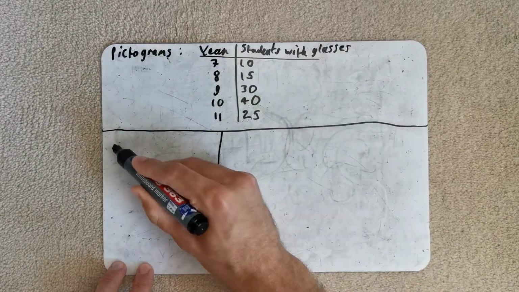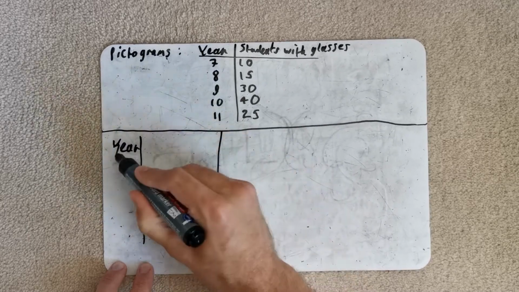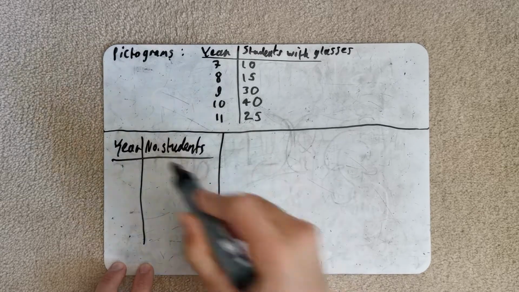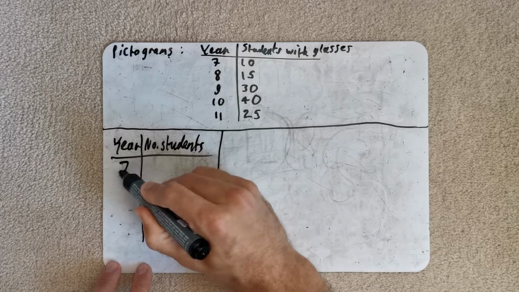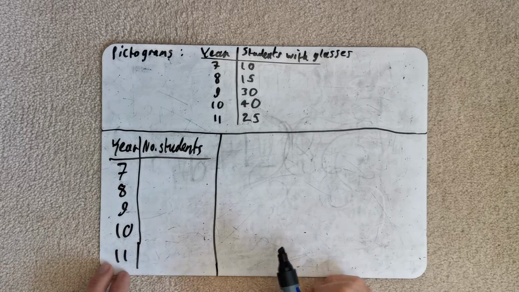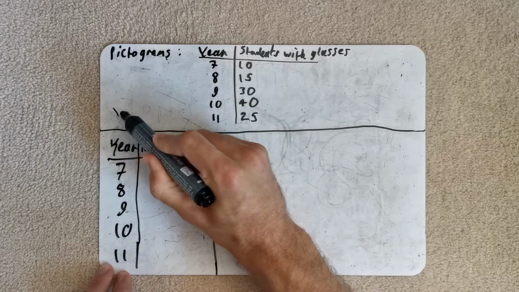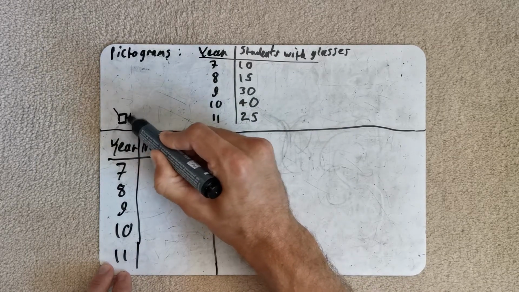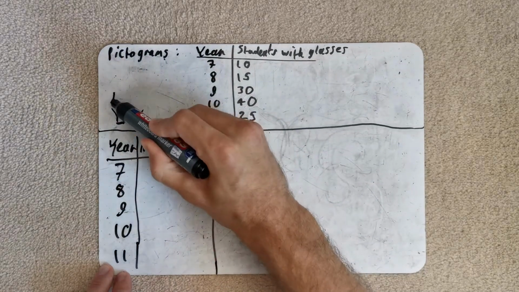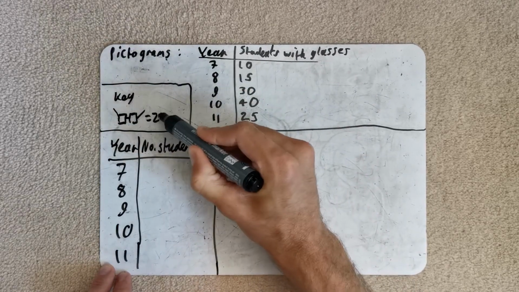They look pretty similar to this. So, year, and we want our number of students. Except we don't write numbers, we do little pictures. All right, okay, so year 7, 8, 9, 10, 11. Right, so I'm going to represent this data using these little pictures of students with glasses here, okay? Now, I'm going to say that our key is going to be that represents 5 students.